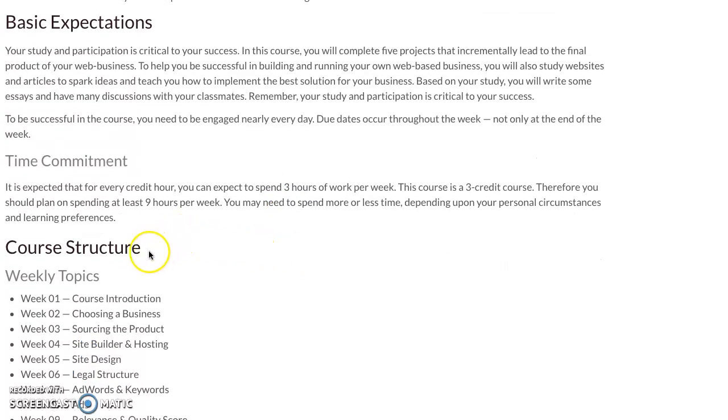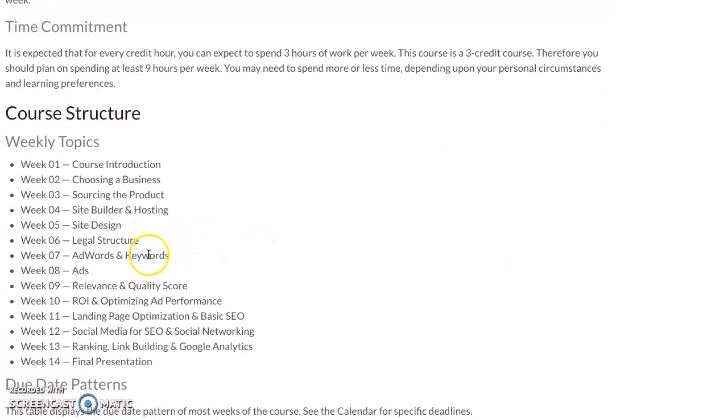The course structure will give you an idea of the topics we will hit each week. So there's choosing a business, and then essentially launching your website, and understanding the legal structure of your business, and then we spend a lot of time on marketing. So ads, Google ads, search engine optimization, and things like that.